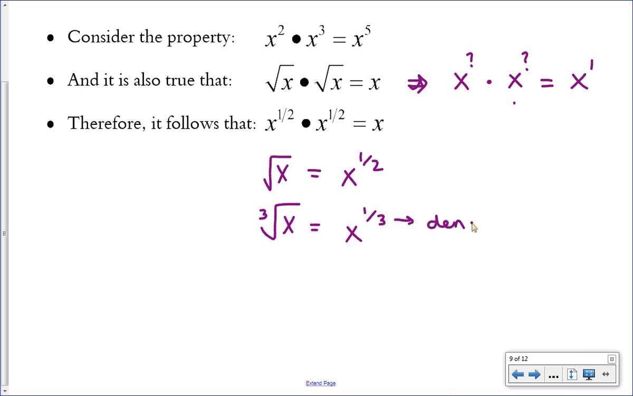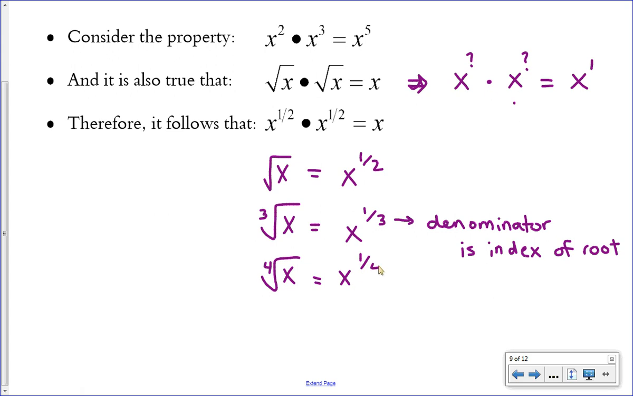Okay, so the denominator becomes the index of the root. The denominator becomes the root. So if it was, you can imagine, the fourth root of x, we could write that as x to the 1/4 power. But now we got to get the numerator involved.